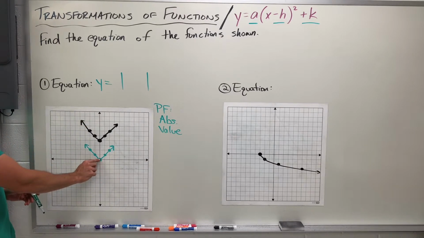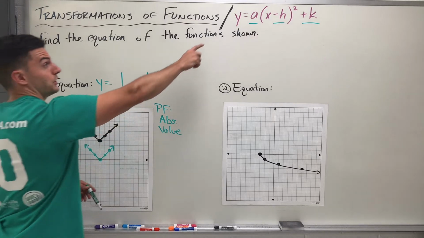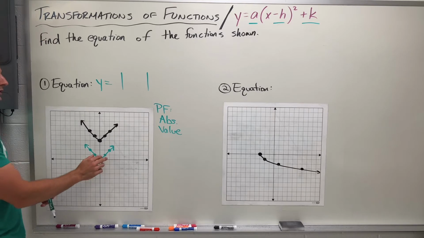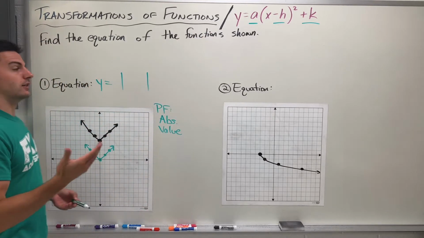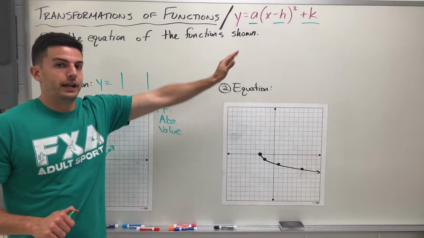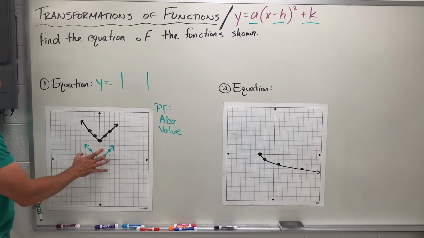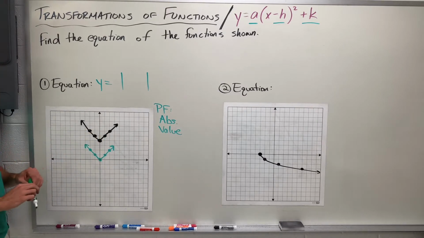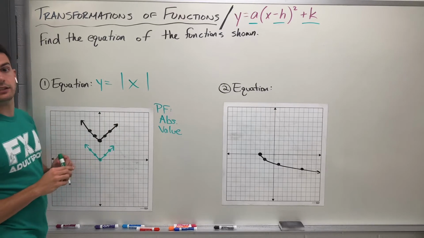All it did was shift up, because it did not flip upside down, so we know that there's not going to be a negative out in front. The shape itself is the exact same. It's almost like we just pushed this up. So that A value is going to be 1, which basically means we're not going to have anything written out in front there. H, is there an H value here? If it shifted left or right, there would be an H value, but it didn't. It's not shifted left or right. It's just shifted up. So all that's going to be in the absolute value is just x.